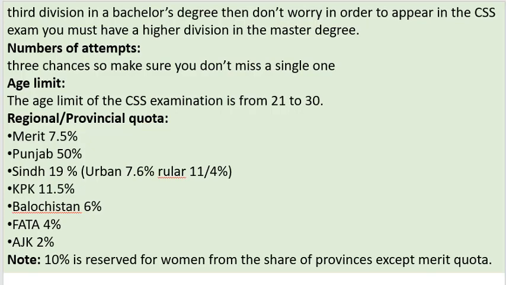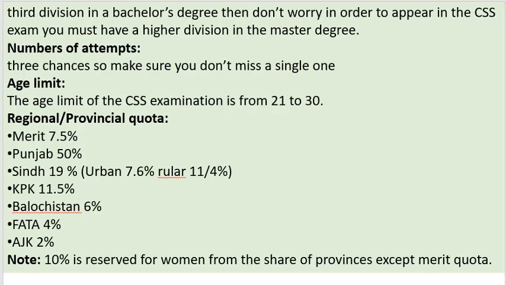Now we will talk about the number of attempts. There are 3 chances, so make sure you don't miss a single one. To appear in the CSS exam there will be 3 chances for you. Now the age limit of the CSS examination is from 21 to 30 years. There are some age rules about which you can study.